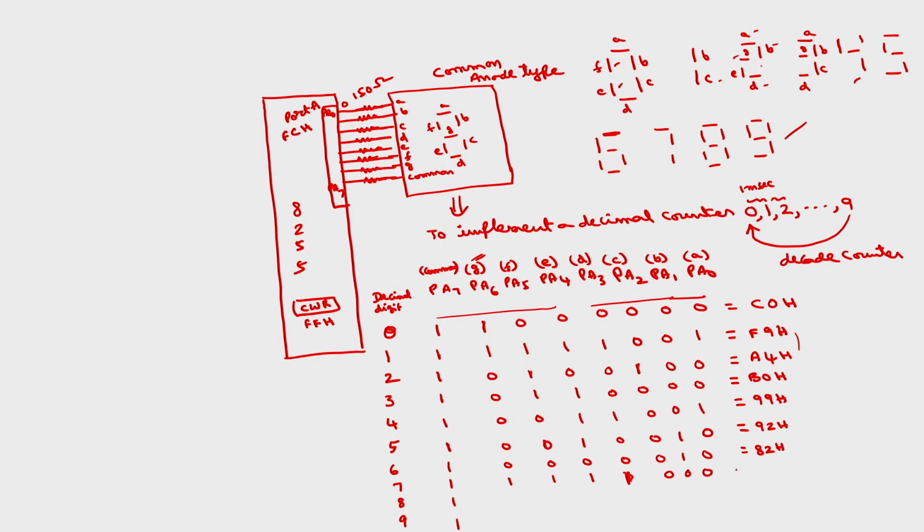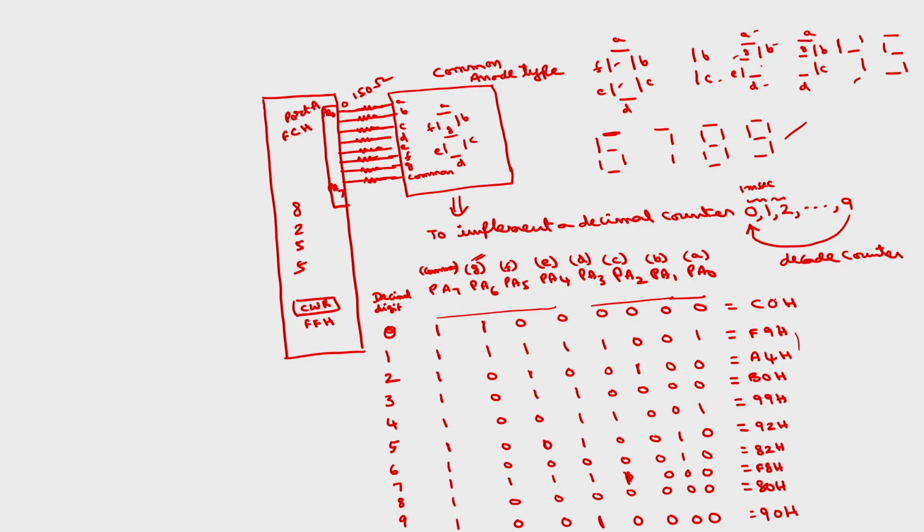So, what will be the value? F8H. 8 is all must be 0 except the common pin. This is nothing but 80H. 9 is all except E. This is 0, this is 0, E should be 1, remaining all will be zeros. This will be 90H. So, these are the codes corresponding to these digits.